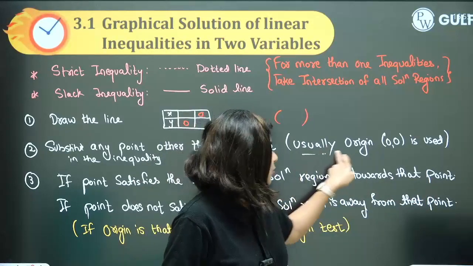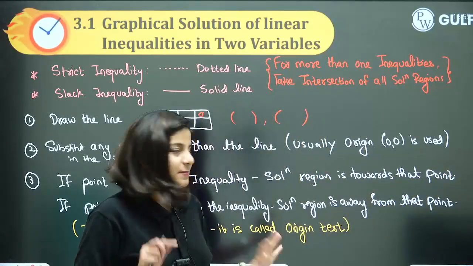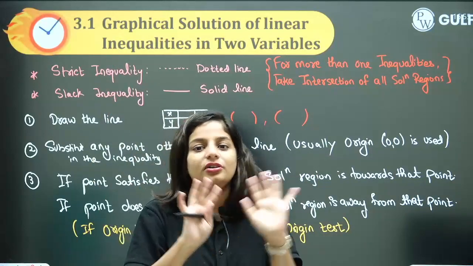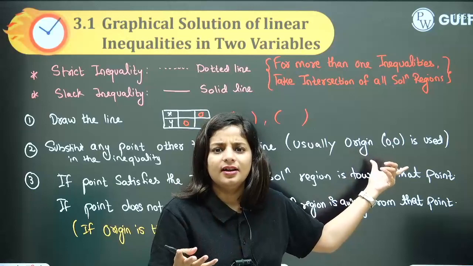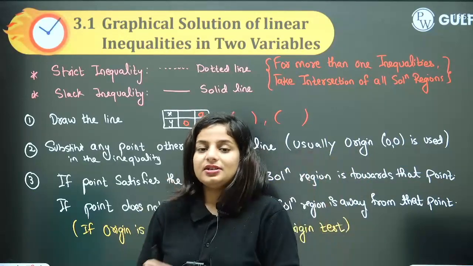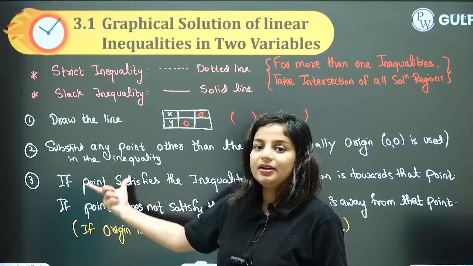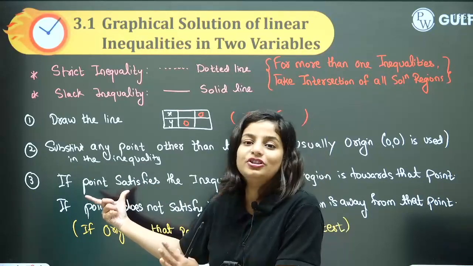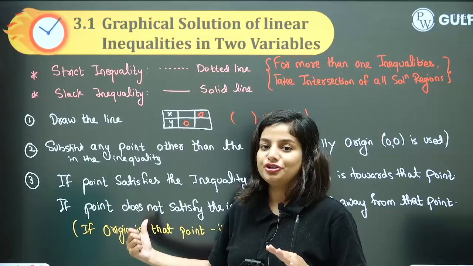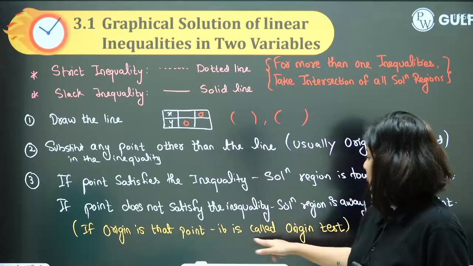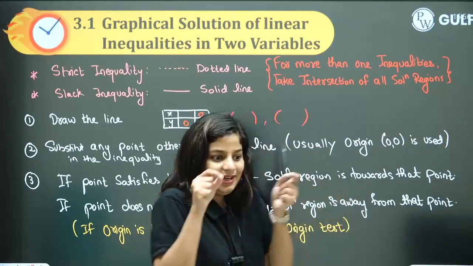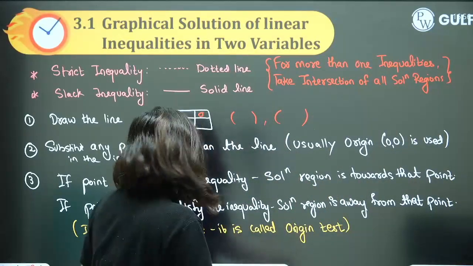Generally, we take the point as origin. In special cases where we cannot take the origin, when the line is passing through the origin, we don't take the origin. Otherwise, origin is good enough. So take the origin, substitute it in the inequality. If the origin satisfies it, the answer is on the origin side. If it doesn't satisfy, the answer is away from the origin. If the origin is that point, it is called the origin test.